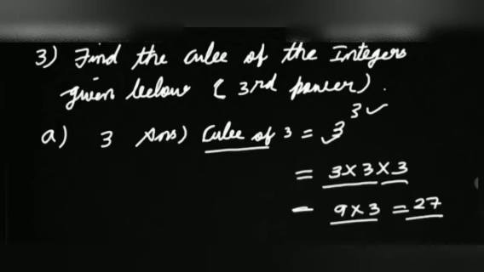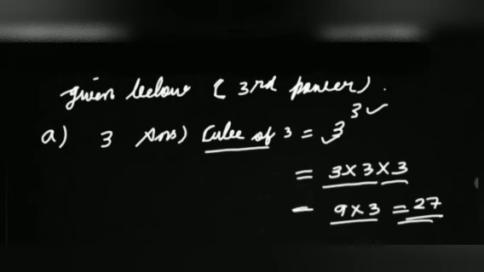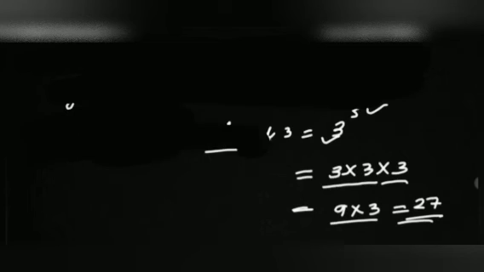So, what is the answer? Yes, 27 is the cube of 3. 27 is the answer. 27 is the cube of 3, isn't it? Okay, please write down. Next question. Question number B.